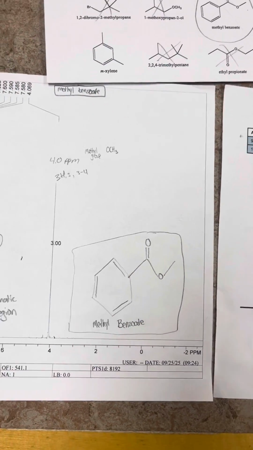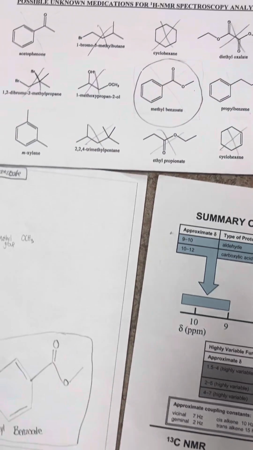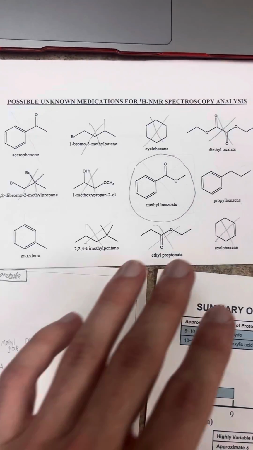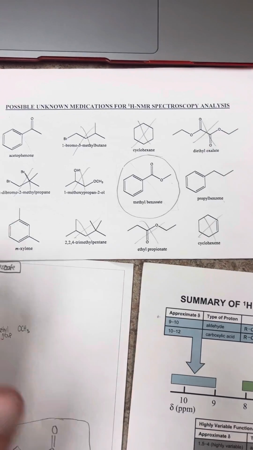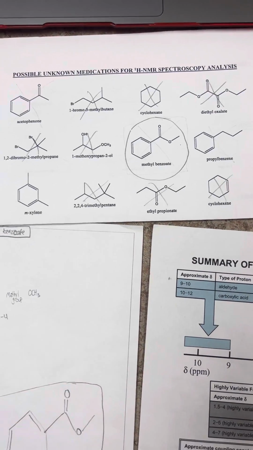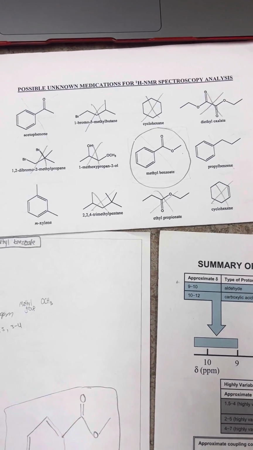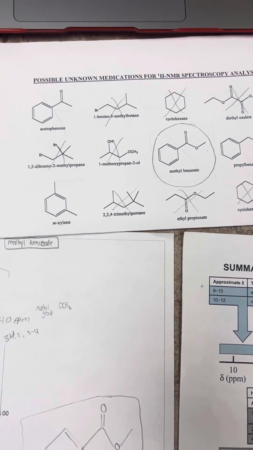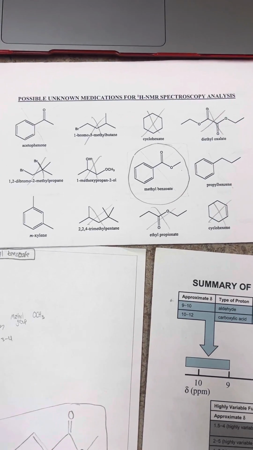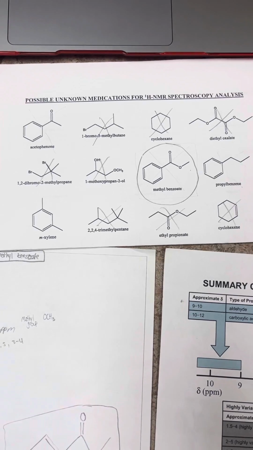Selection of compounds. So now that we know we have an aromatic ring, we can take away any of the possible unknown compounds that don't have an aromatic ring. And I did this beforehand.